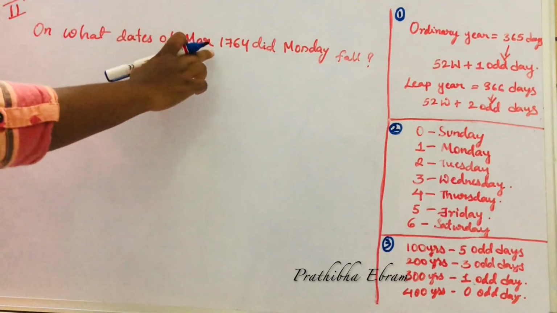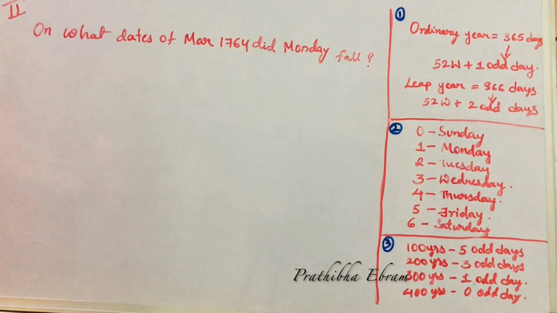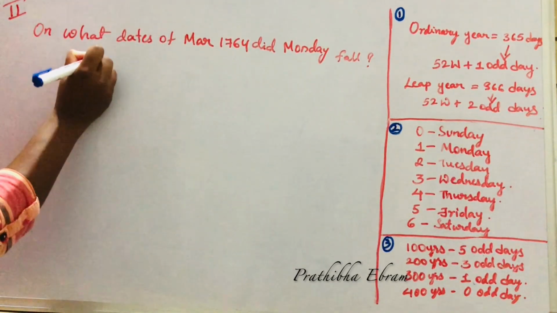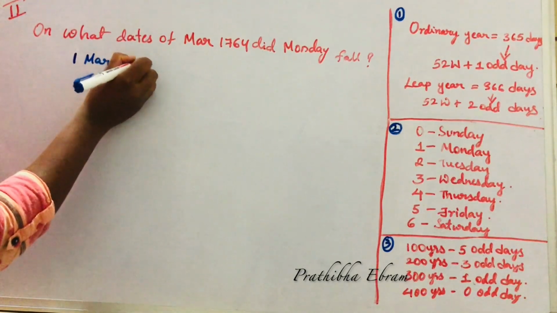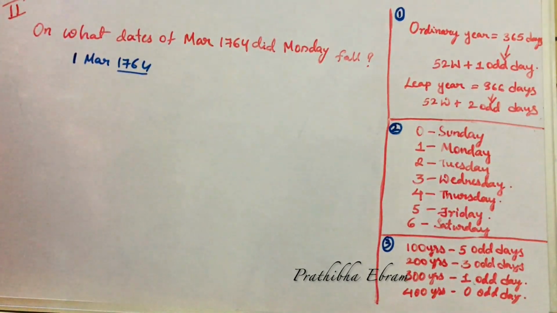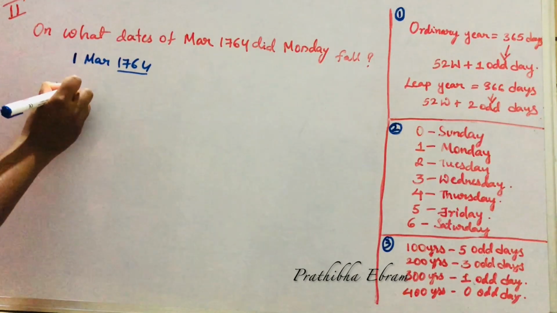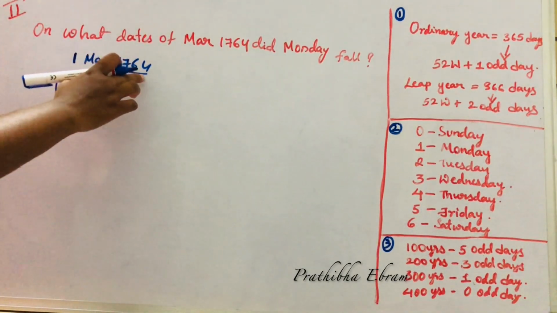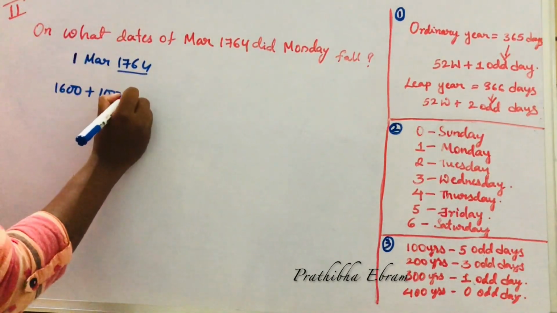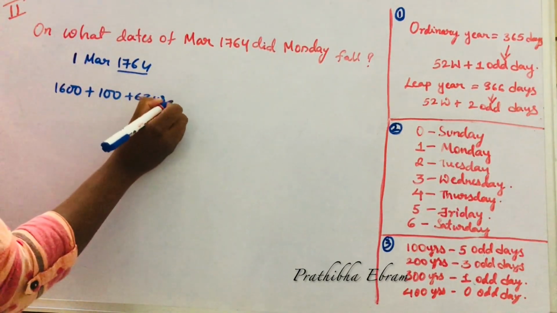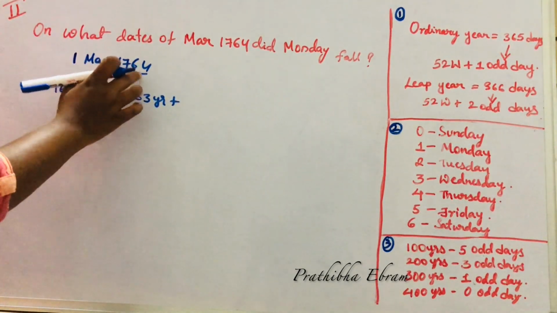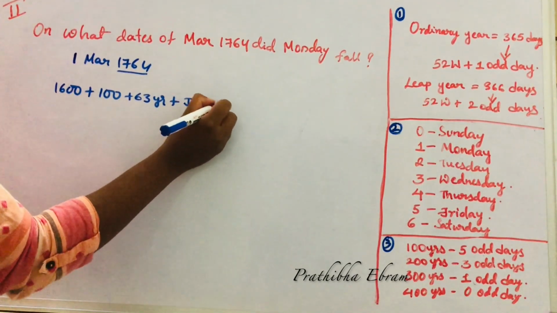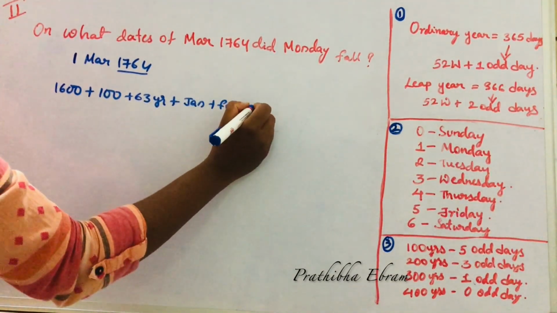On what dates of March 1764 did Monday fall? Now this March 1764 can also be written as 1st March 1764. Now this 1764 can be written as 1600 plus 100, 1700 years, plus in this 64 years you can write 63 years, plus in the 64th year you have only till March. So January, February, plus 1.